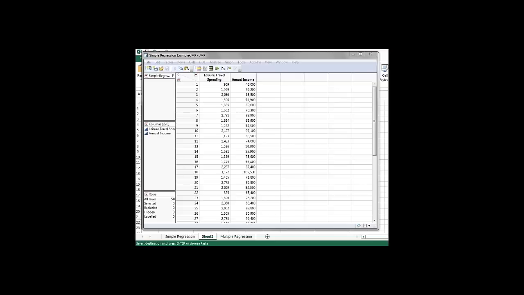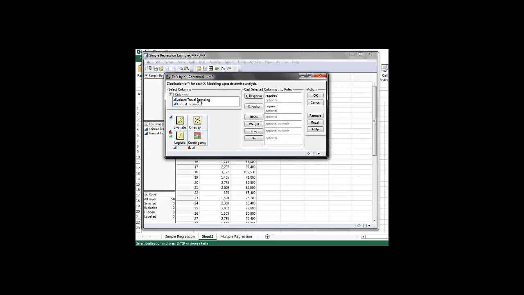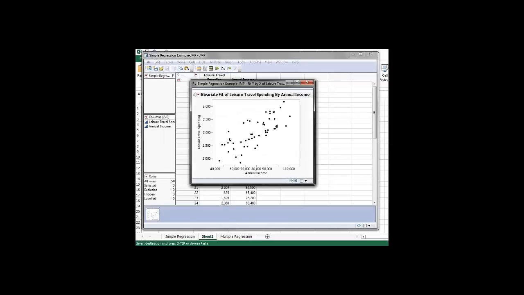Simple linear regression in JMP. I'm using my example of annual income of a bank customer and money spent last year on leisure travel. We are going to investigate the relationship between annual income and leisure travel spending. Use Fit Y by X. The response, Y, is leisure travel spending and the factor is annual income. We get the scatter plot for income and spending. From the drop-down, choose Fit Line.